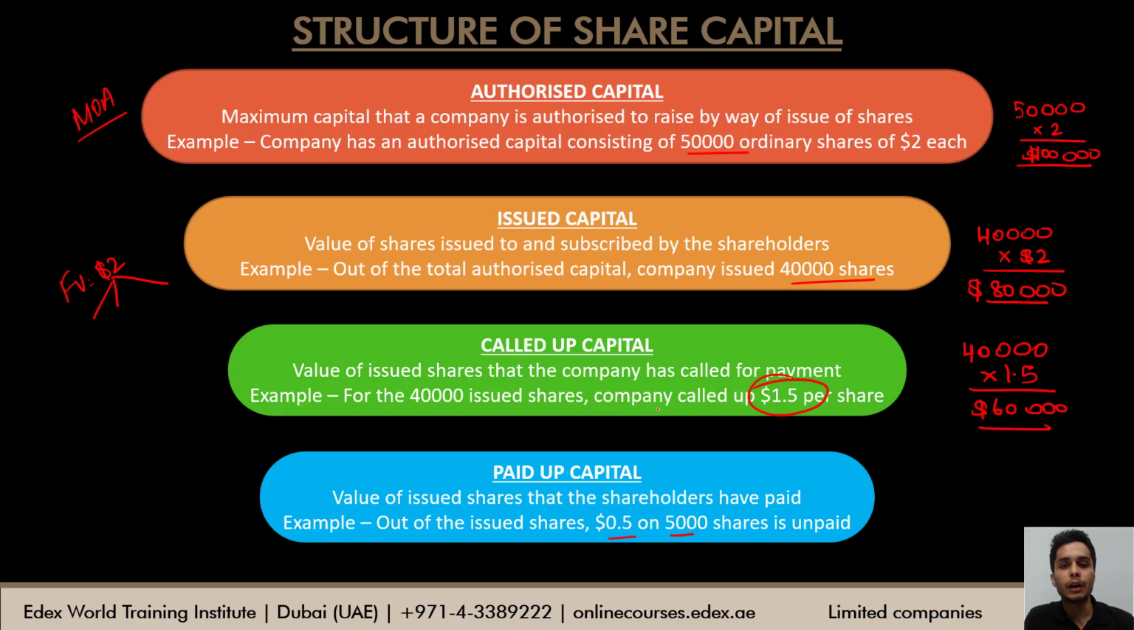Now in our example here, out of the total called up capital of $60,000, 5,000 shares are such that on them, $0.5 per share is not yet paid by the shareholder. So can I say the unpaid amount is 5,000 into 0.5, which is $2,500. So the paid up capital will be the called up capital 60,000 minus the unpaid part, which is 2,500. So $57,500 will be the paid up capital.